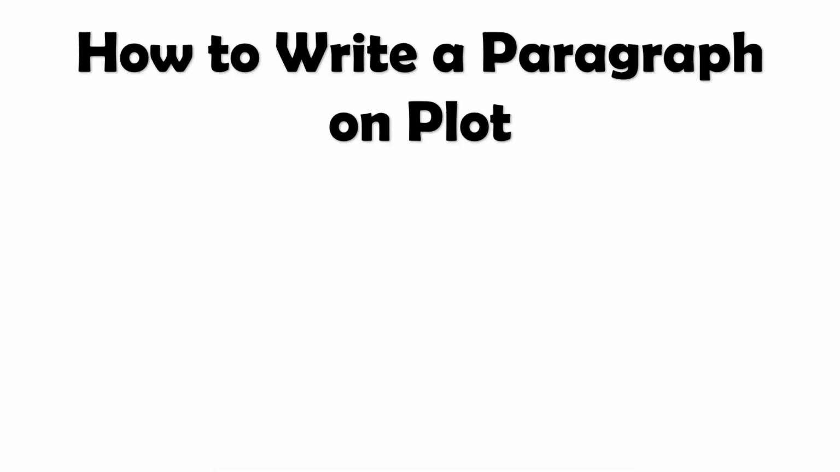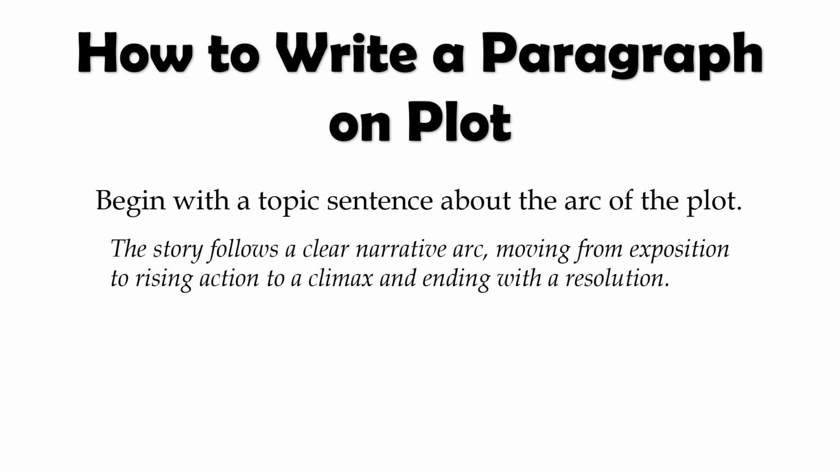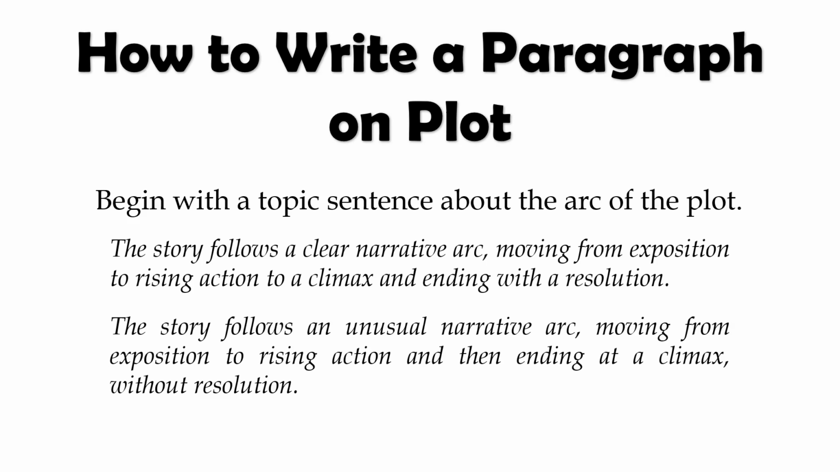How do we write an analytical paragraph on the plot of a story? Well, you might begin with a topic sentence about the arc of the plot, a kind of overview of what the arc looks like. You could say, for example, the story follows a clear narrative arc, moving from exposition to rising action to a climax and ending with a resolution. You can imagine that as the expected narrative arc of any traditional story. And for that reason, you could also start with a topic sentence like this one: the story follows an unusual narrative arc, moving from exposition to rising action, and then ending at a climax without resolution.